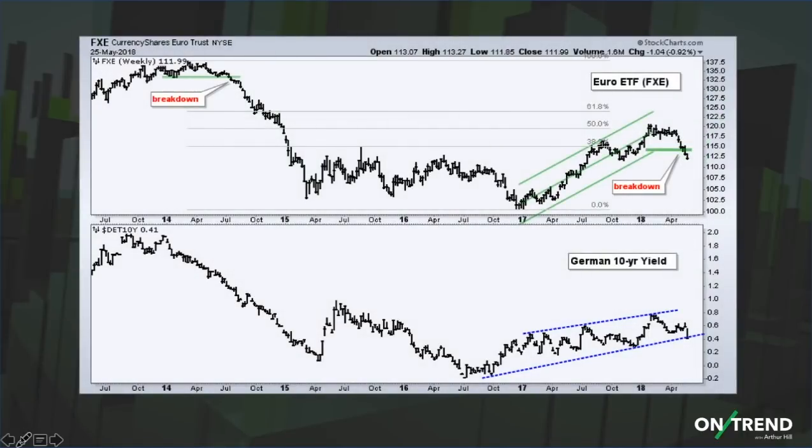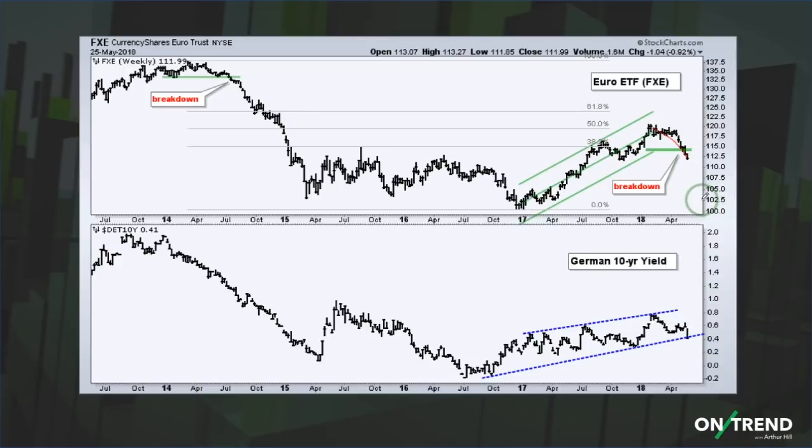So this next chart we're going to look at is the euro. You have to keep in mind currency pairs are like a seesaw. One goes up, the other goes down. The dollar goes up, the euro goes down. That's just the way they work, kind of like interest rates and Treasury bonds, which I'll show in a minute. So we saw that the dollar was moving higher and subsequently the euro has moved lower.